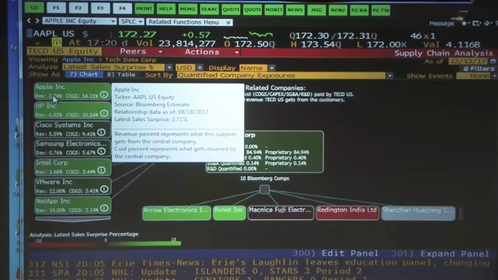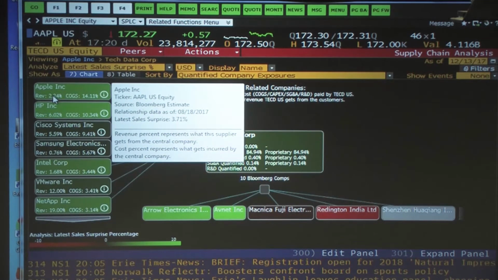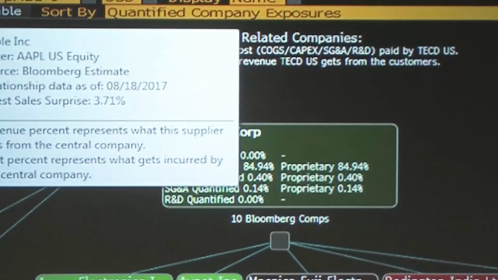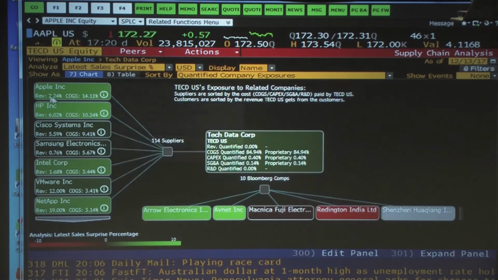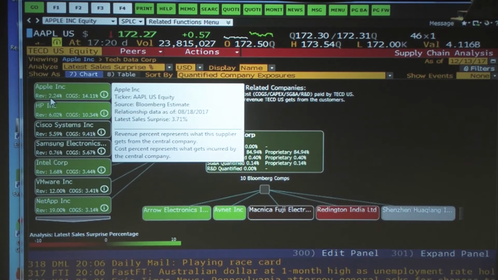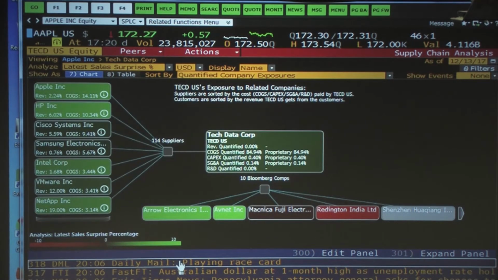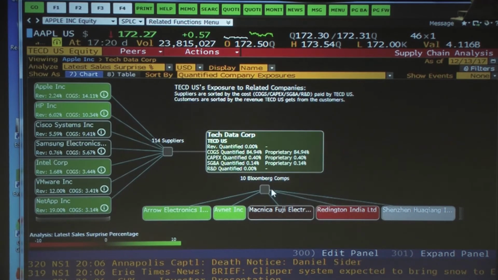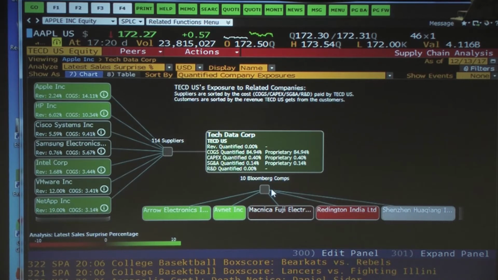Supplier gets from the central company. So I'm going to take a stab and say this is how much the company spends from their perspective buying the products of this company. So someone like Apple spends like 2.24% of all its revenues on the products from Tech Data Corp. What that is, what they're buying, I'm not exactly sure. You'd have to do the research. I can only tell you so much.